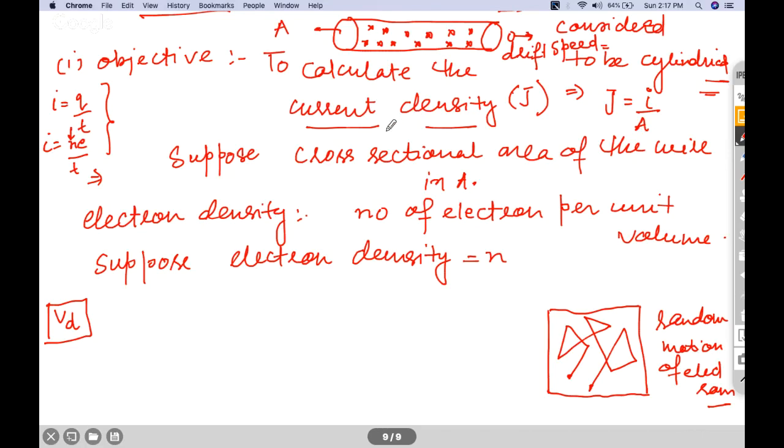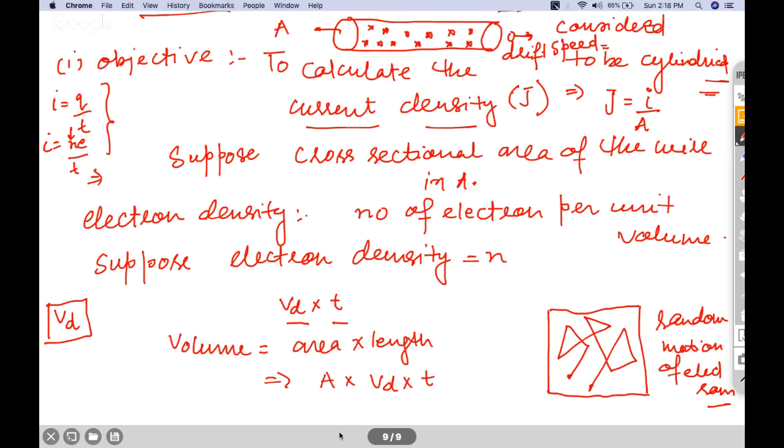Now how it is utilized to find current density: if the cross-sectional area is A, and if the drift speed is Vd, then in time t the electron will travel a distance of Vd into t. So what would be the volume? Volume is area multiplied by length. Area is A, and in time t the length covered by the electron would be Vd t. So this is the volume.